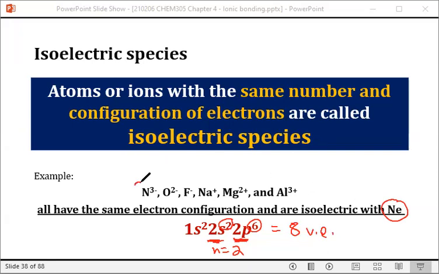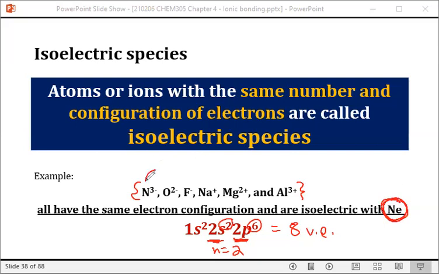And so each of these ions also has 8 valence electrons with the same electron configuration, 1s2, 2s2, 2p6. And so because each of these ions exactly matches in terms of the number and location of electrons, exactly matches neon, these are all isoelectronic with neon.